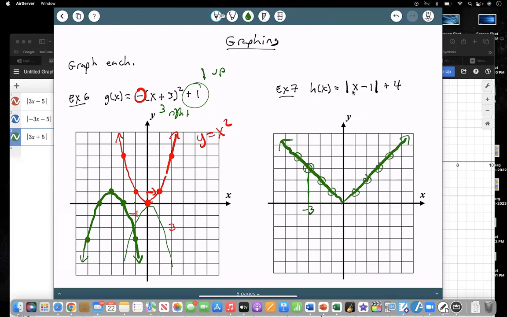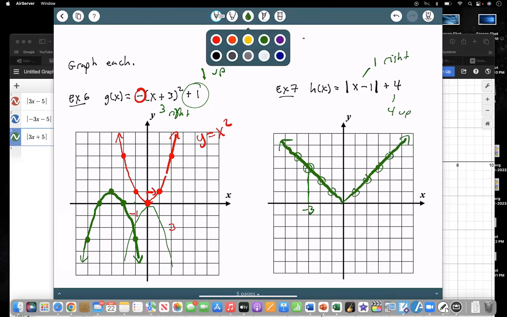Okay, so here we don't have any flipping, but it is moving it 1 to the right since it's negative. And then this is going to move it 4 up. Okay, so if I do this in a different color, we want to move it 1 to the right. So that's going to move this 1 to the right, it's here, then 4 up. So 1, 2, 3, 4.